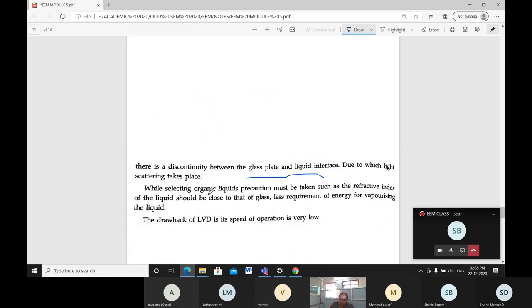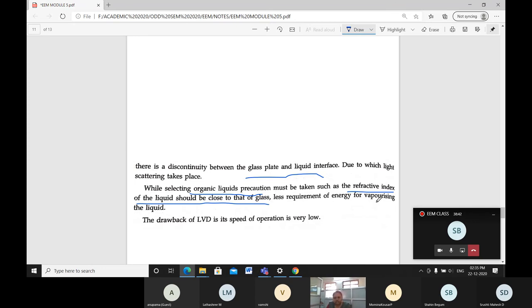While selecting the organic liquids, which liquid do you have to go for? Precautions must be taken such that the refractive index of the liquid should be close to the glass. I hope you learned in physics the refractive index of water, glass and so on. When you are choosing any of the organic liquids, the liquid's refractive index should be close to the glass refractive index. Such liquids you have to choose.